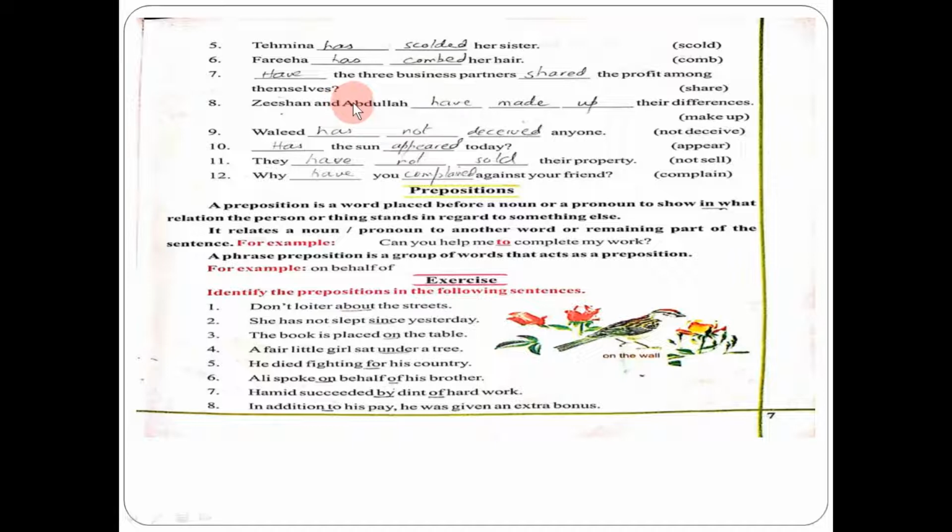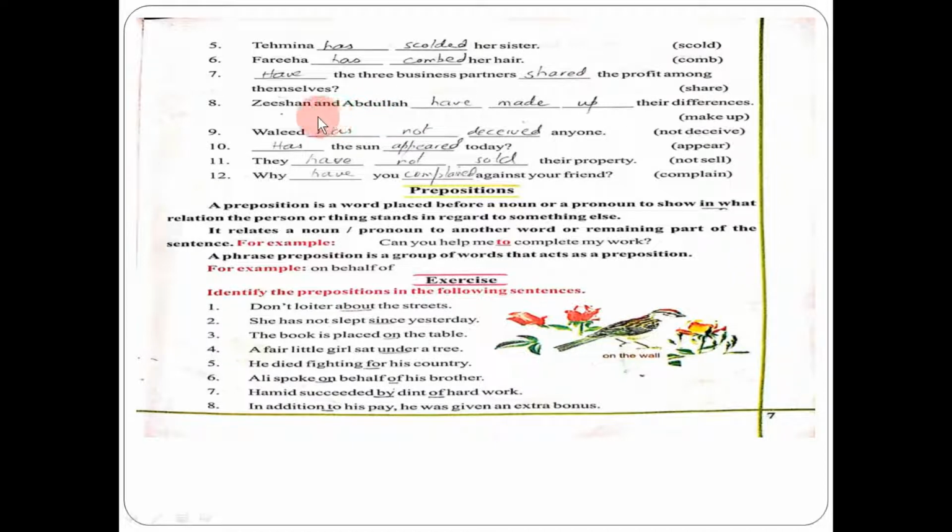Number 8, Zishan and Abdullah. Then 3 blanks are given, their differences. And in bracket, what word is given? Make up. And Zishan and Abdullah, it means they are plural. Zishan and Abdullah have made up their differences.